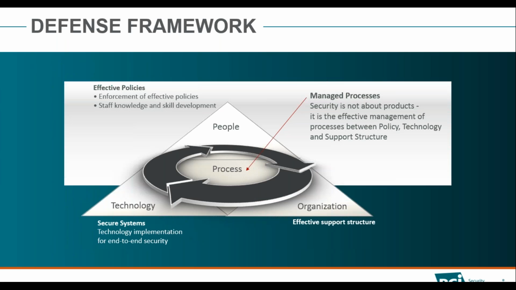The defense framework, this is what I'm sure most of you would be interested in. Defense is basically at four levels. Three is the core, where I'd say people, process, technology. That's how systems are managed: effective policies, required staff knowledge and skill development. That's the number one requirement needed to tackle any sort of social engineering attack. And managed process. Now, security is not just about products, putting a firewall, an IDS, an APT, or an antivirus in place. There has to be a good synergy of policy, technology, and a support structure.